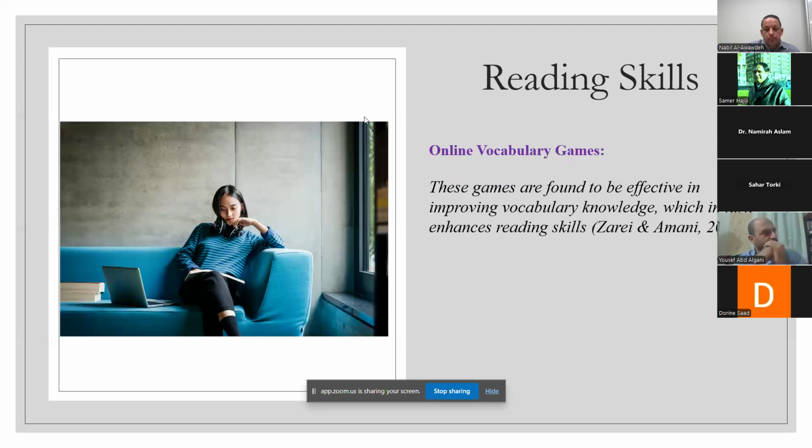There are some solutions that are offered for reading skills, but I included only one of them because we don't have enough time here. So the most effective thing is online vocabulary games. This helps students to be motivated and learn vocabulary, and this will help them improve their reading skills.